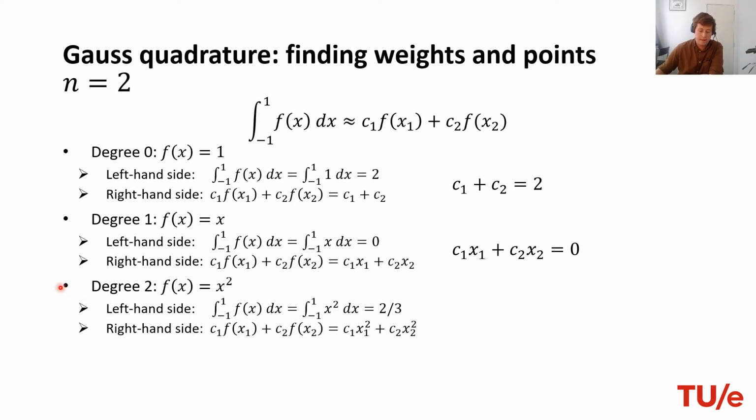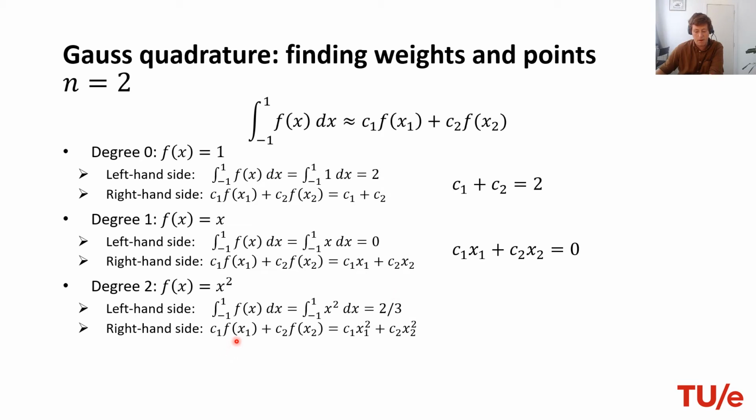Continuing for the second degree polynomial, we just take this quadratic term over here. We integrate this from minus 1 to 1, plug in f of x is x squared in here. The integral of x squared, well, that is x cubed over 3, evaluated at 1 and minus 1. So you end up with 2 over 3 for this integral.